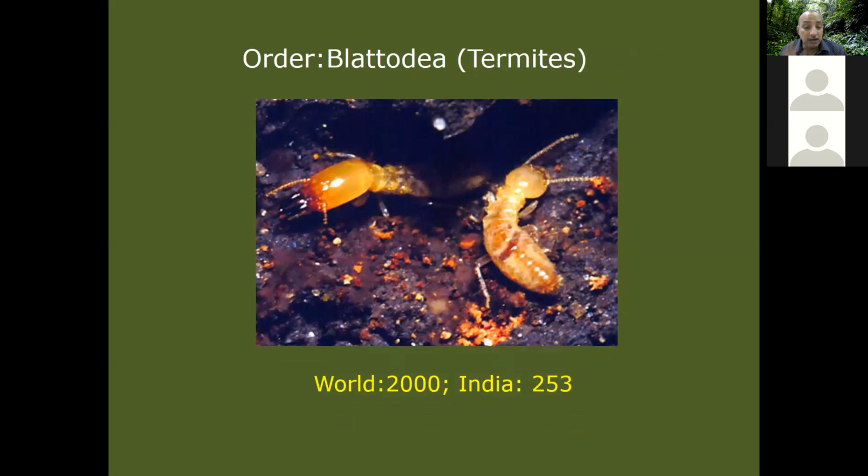So termites also. Earlier termites were included under a different order of insects called Isoptera. But recent studies show that termites are also part of the cockroach group, and we have about 253 species of termites known from India. As you know, termites have a very important role in the forest ecosystem, in soil nutrient recycling, and in recycling the organic litter and debris falling into the forest ecosystem. Also, some of them are highly notorious pests and do a lot of damage to wood, old books and other things.